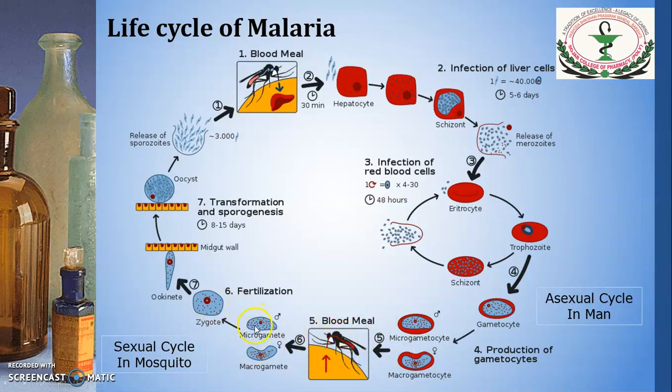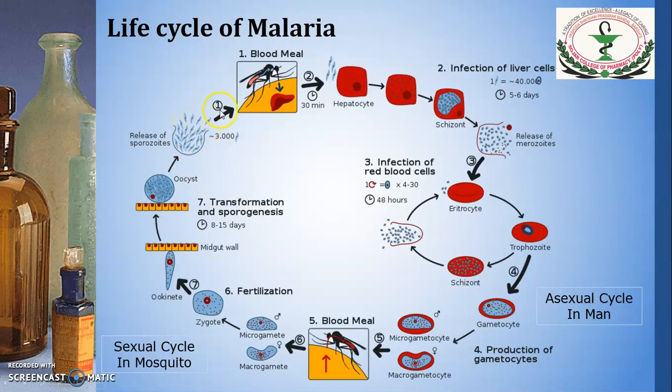Now, in the mosquito, these two gametocytes form the zygote, which will form the ookinete, and that ookinete will be stored in the midgut wall, and from that, transformation and sporogenesis occur, and it will convert into oocyst, and during this phase the sporozoites are prepared. Now these oocysts will break open to release these sporozoites.